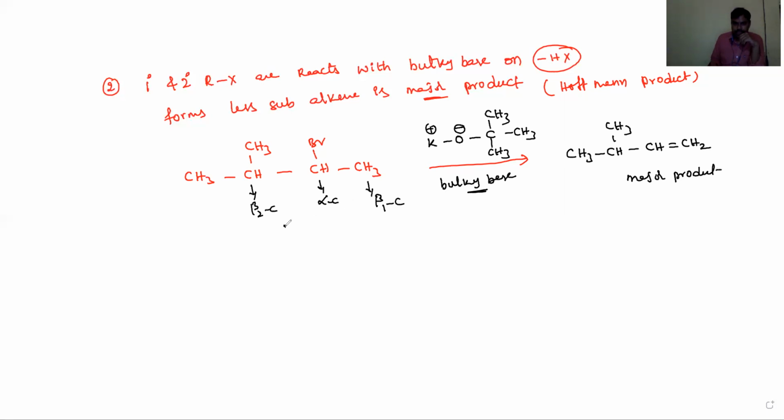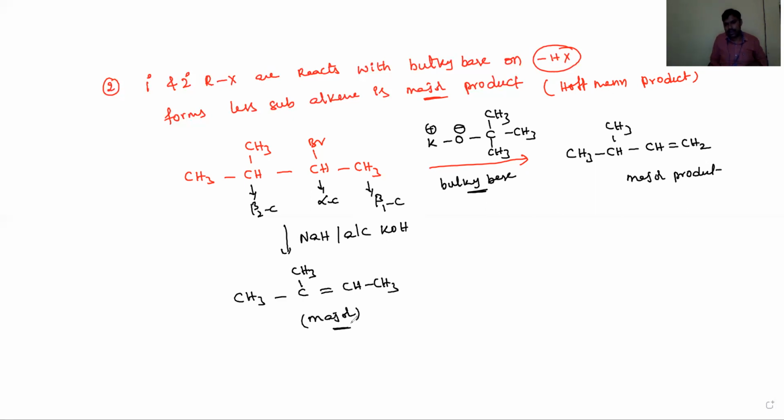If it is treated with a small base, meaning a small-sized base like sodium hydride or alcoholic KOH, the major product is the Saytzeff product. The more substituted alkene is the major product. Okay, dear students, this difference is very important.